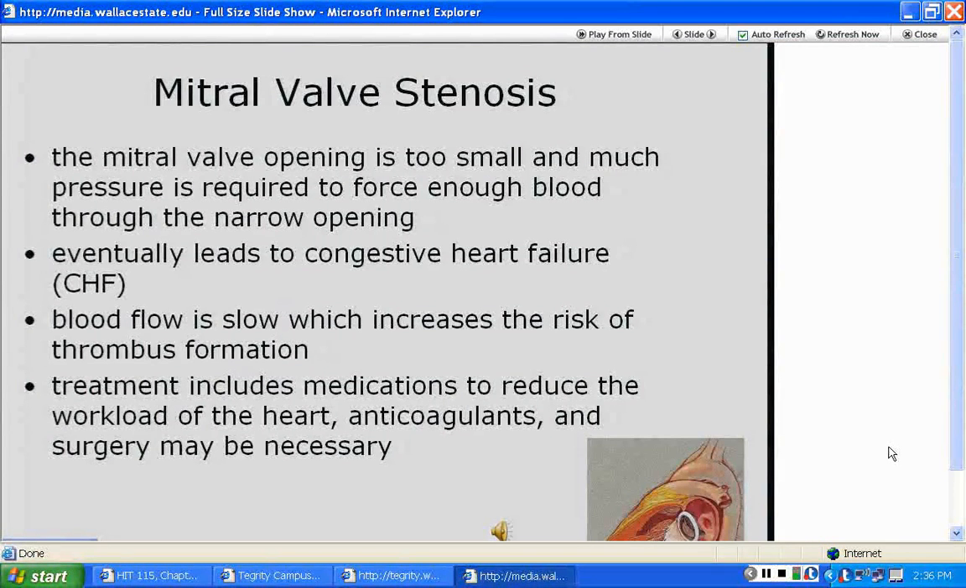Very important that when a person has mitral valve stenosis, they're on anticoagulants to prevent that blood clot formation. And that they're on medications to reduce the workload of the heart, and they may need the surgery, the replacement of the valve.